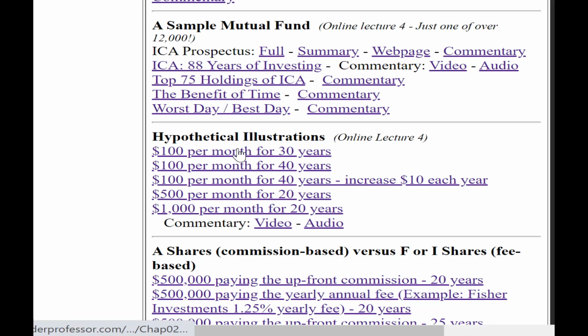$100 a month for 30 years, $100 a month for 40 years, but then the best one, $100 a month for 40 years, and every year we increase by $10. Is that cool, right? First year, $100 a month, next year, $110 a month. Two fewer trips to $5, I'm sorry, $6 Starbucks. Can you pull that off?